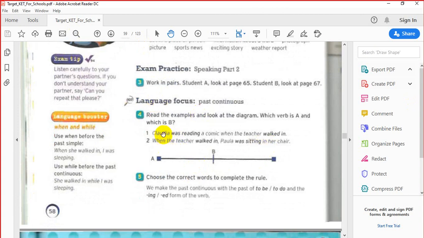Now let's go back here. Number 1. Claudia was reading a comic book when the teacher walked in. So when is before the past simple, which is walked, right? Yes. Okay, now which one is the verb A? We have two highlighted verbs in number 1, was and walked. Now, which one is the verb A? We need to say the verb that comes first. And which one is the verb B?